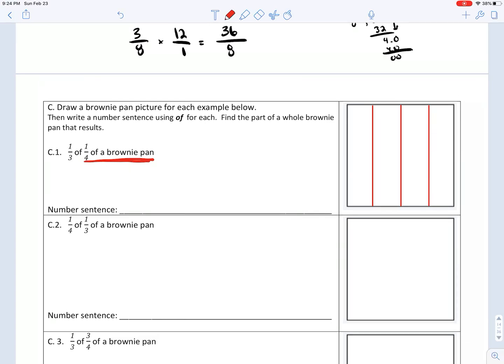Just like that. Boom. There we go. And I know that exactly 1/4 of the brownie pan is filled. They already sold some brownies here. Okay. And then I would like to buy 1/3 of said brownie pan.